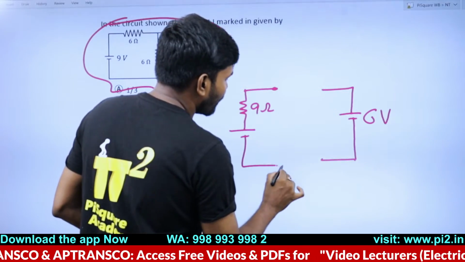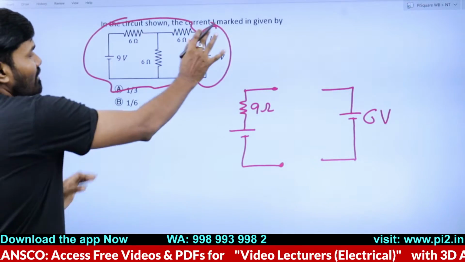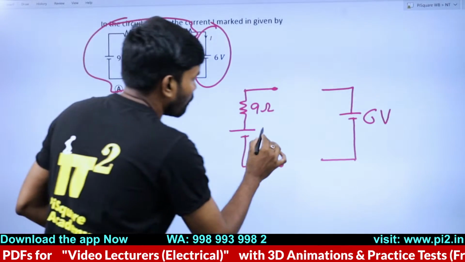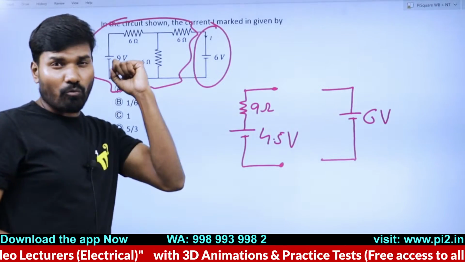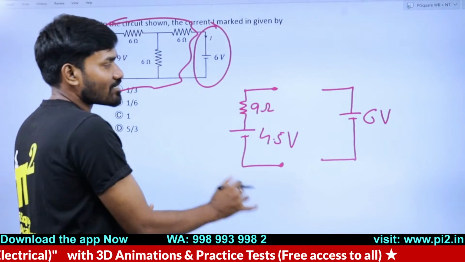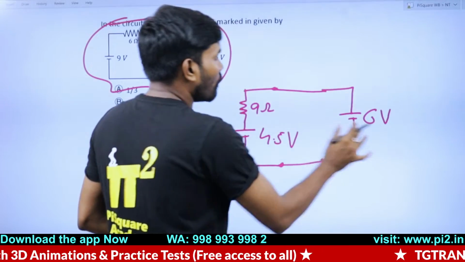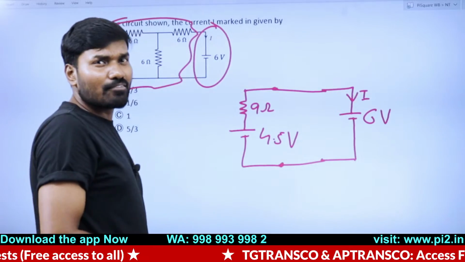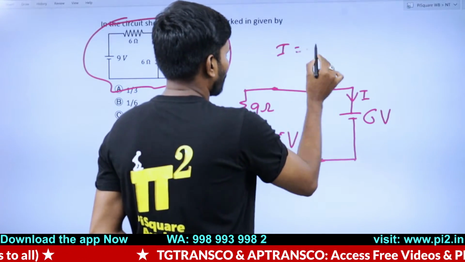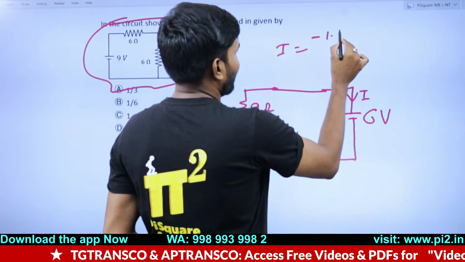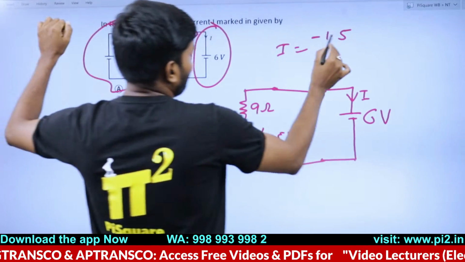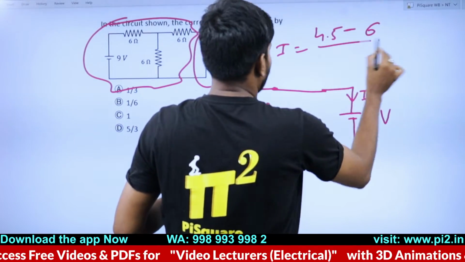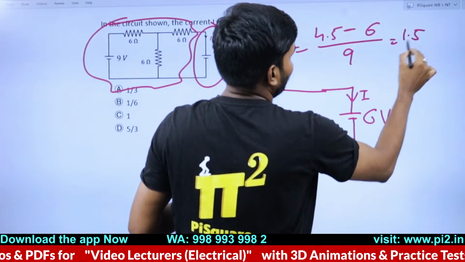And what is the Thevenin's voltage? One way is open circuited, 6 equal resistances, 9 volts equal voltage. This is 4.5 volts in one shot. In one shot, you got the Thevenin's circuit. Now, I'm connecting the load to the Thevenin's circuit. It is asked to find this current. Simple Ohm's law. I is equal to, to be more precise, 4.5 minus 6 by 9, which is minus 1.5 by 9.